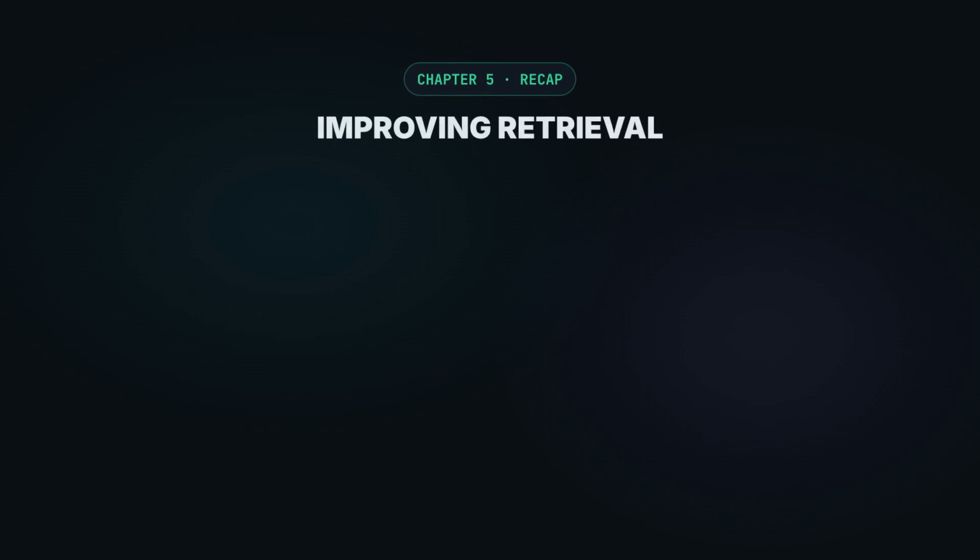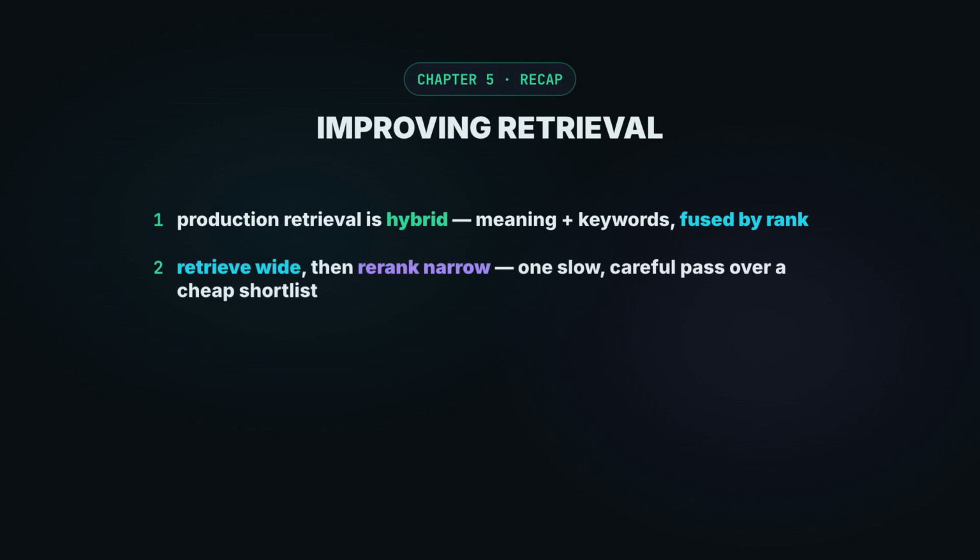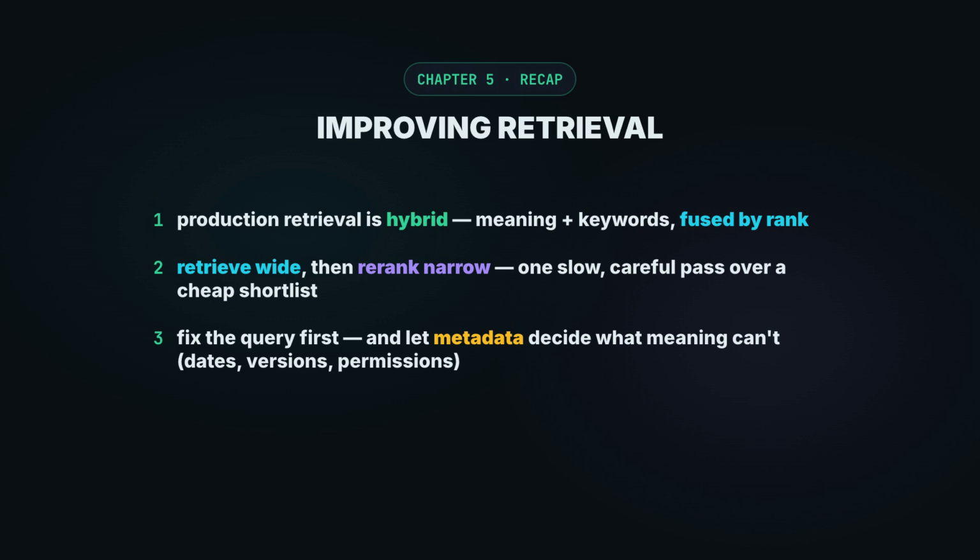Let's recap on the production stack. If you remember three things, make it these. 1. Production retrieval is hybrid, meaning plus keywords fused by rank, so exact codes and fuzzy questions both land. 2. Retrieve wide, then re-rank narrow. One slow, careful pass over a cheap shortlist, and the right answer climbs to the top. 3. Fix the query before you search, and let metadata decide what meaning cannot. Dates, versions, and permissions.